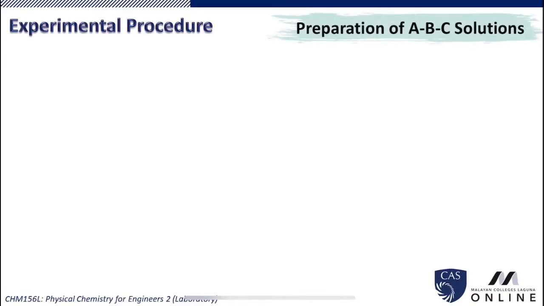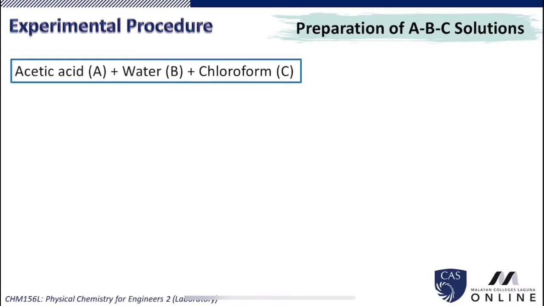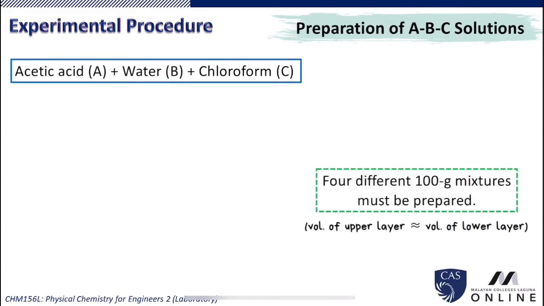Now, how are we going to do the experiment? The first thing that we have to do is to prepare different ABC solutions, or the ternary mixture, inside the region of immiscibility. So you have component A, which is acetic acid, plus water, and then you add chloroform. Now take note, we're going to create 4 different 100-gram mixtures. In preparing the 4 different 100-gram mixtures, the volume of the upper layer is equal to the volume of the lower layer.